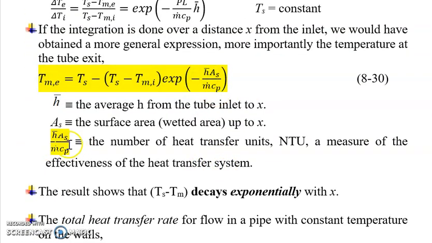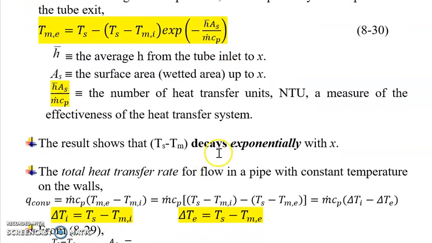And this quantity, average heat transfer coefficient multiplied by the surface area divided by the mass flow rate multiplied by the specific heat capacity, is called the number of heat transfer units, NTU, which is a measure of the effectiveness of the heat transfer systems. Now, look at equation 830, you see that the difference between the surface temperature and the mean temperature decays exponentially with x.